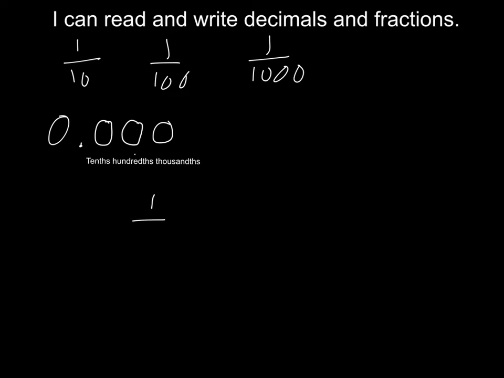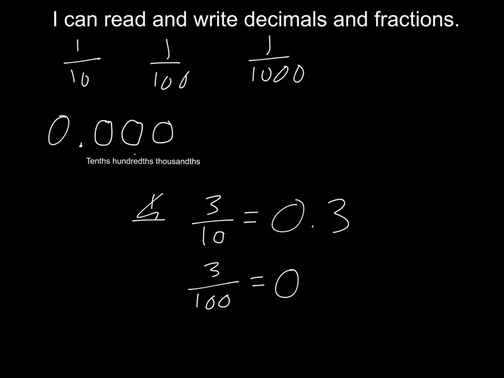let's change that. Instead, we're going to do 3 tenths. I know I'm going to have a 3 in the tenths place, so it would be 0 wholes and 3 tenths. If I have 3 hundredths, well, I have 0 whole, I have 0 tenths, and I have 3 hundredths. And if I have 3 one-thousandths or 3 thousandths, it would be 0 whole or 0 ones, 0 tenths, 0 hundredths, and 3 thousandths.